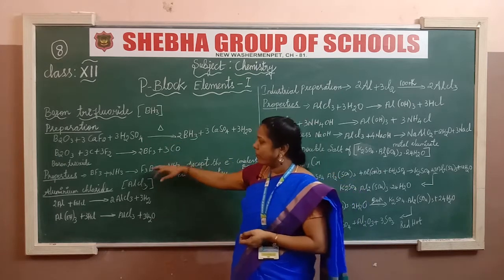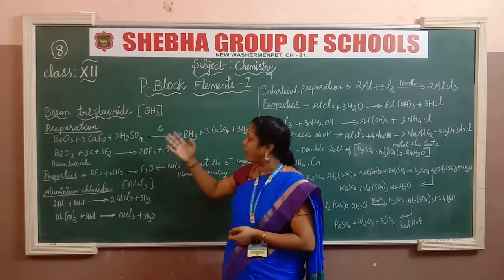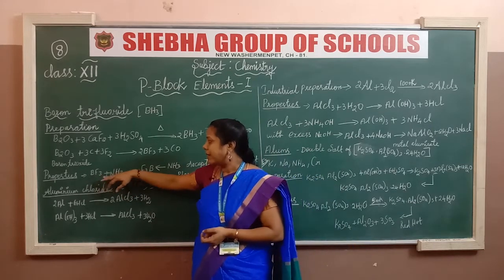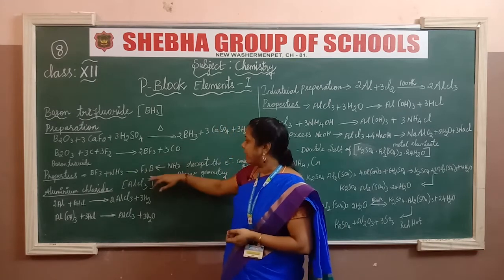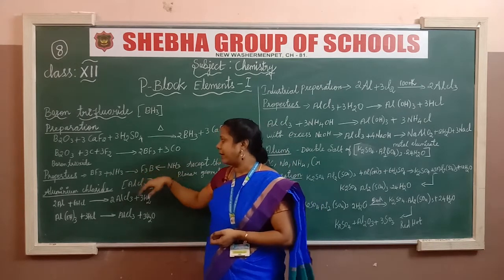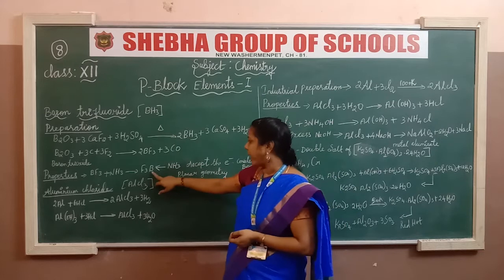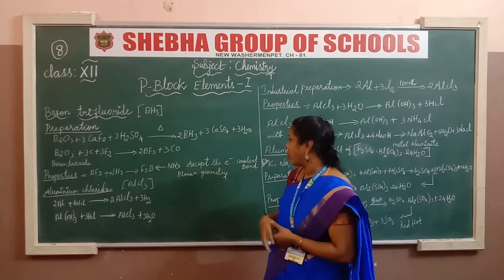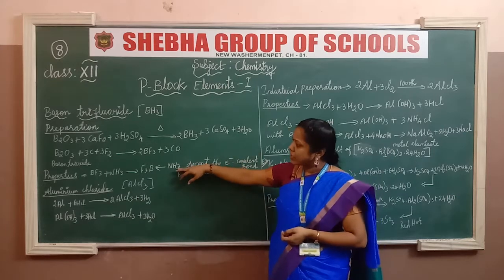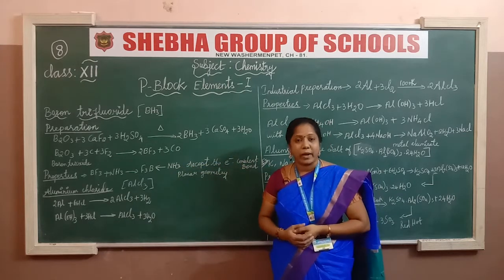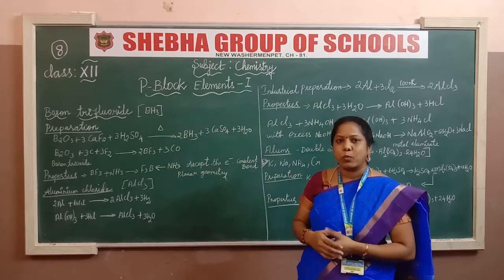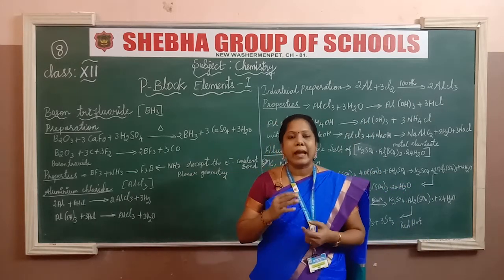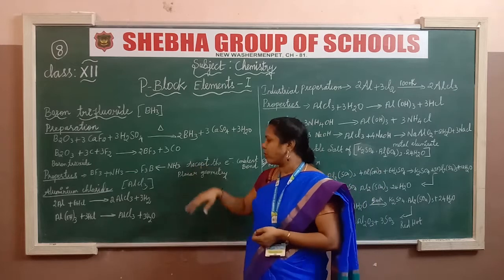Okay, now the properties of boron trifluoride. It reacts with ammonia, and we get F3B, that is fluorine boride, with ammonia, as it accepts electrons through a covalent bond. These are the reactions for the properties of boron trifluoride. It is an electron acceptor. What is the meaning of electron accept? It means the gain of electrons.